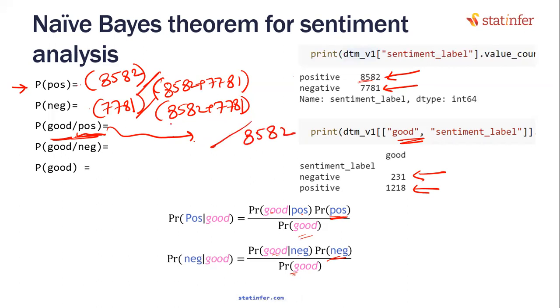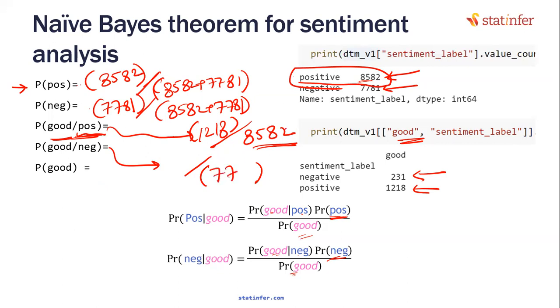Makes sense? Are you convinced with this? Think about it. In the numerator, how many are favorable? Within positives, how many times did good appear? 1218 times. Makes sense? Think about it. Given negative, the denominator is 7781. Numerator? 231. Perfect.